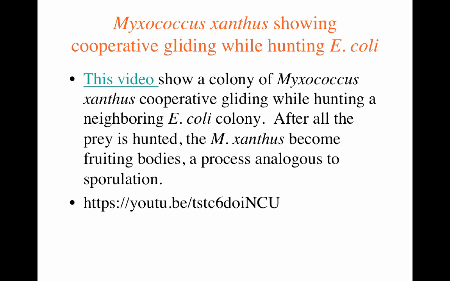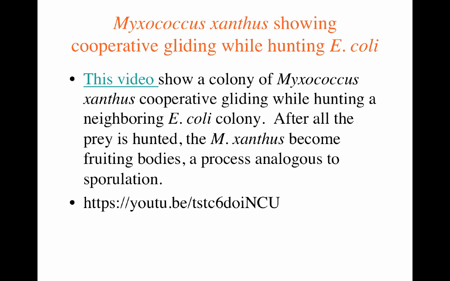So what the slide is going to show you, Myxococcus xanthus, is a microorganism that displays cooperative gliding, which means that they're going to move as a unit. They coordinate their movement, in this case, to hunt fellow E. coli bacteria. And what we're going to see is that as they are attacking the E. coli colony, they change their movement to something called the rippling movement.